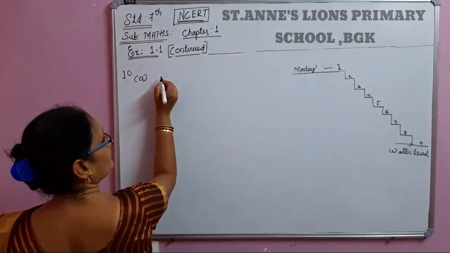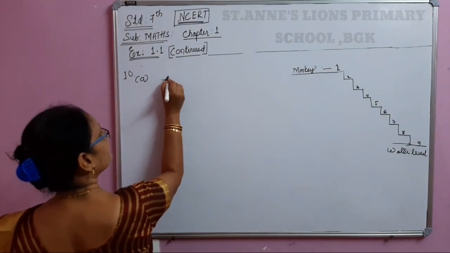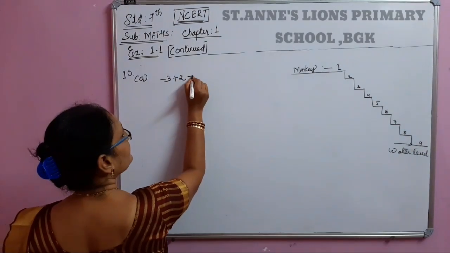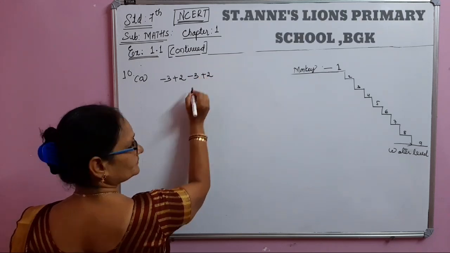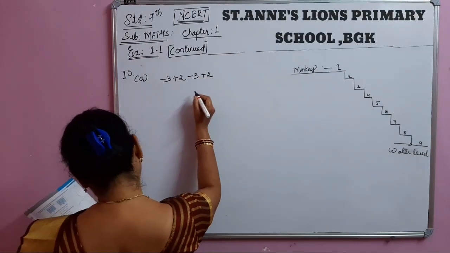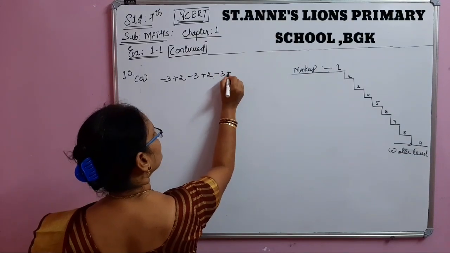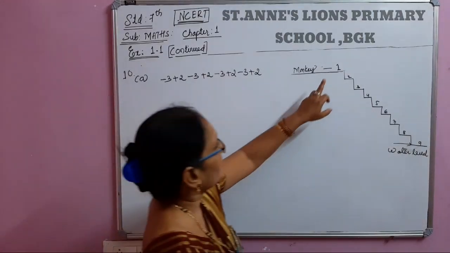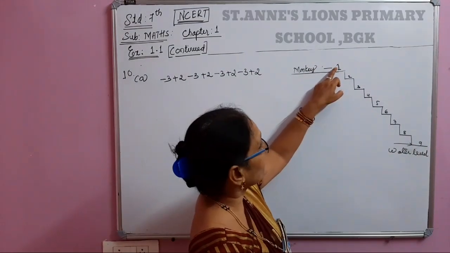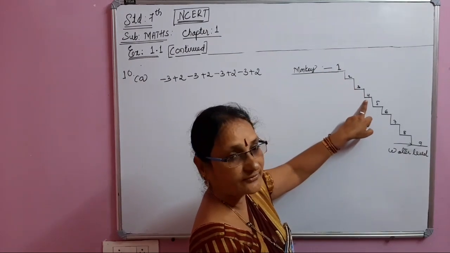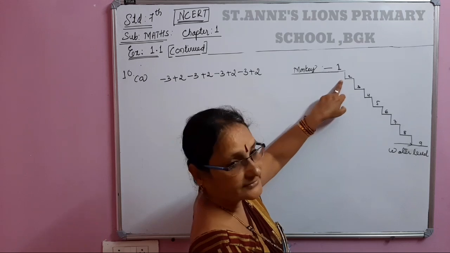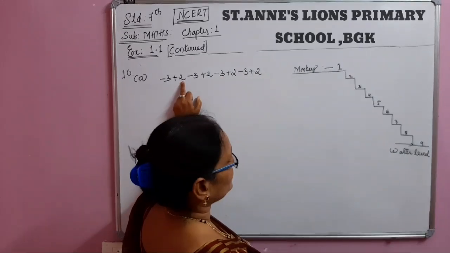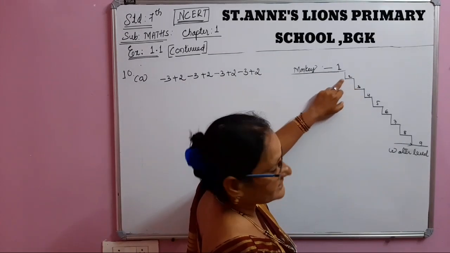See, now minus 3 plus 2. This is 1. Again minus 3 plus 2. Again minus 3 plus 2. Minus 3 plus 2. How am I writing? See here. 3 steps it is coming down means 1, 2, 3. It comes to here, 4. Again going back. Coming to 4 is minus 3. Going up is plus 2. Okay. Now again here it is 2.